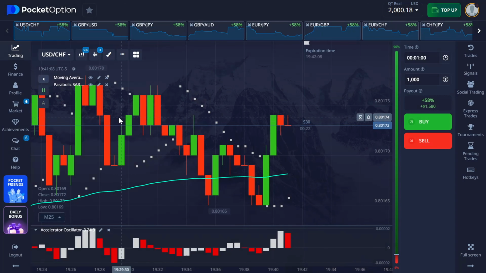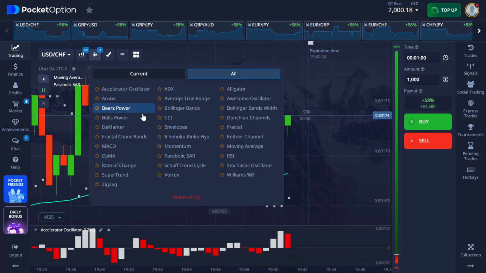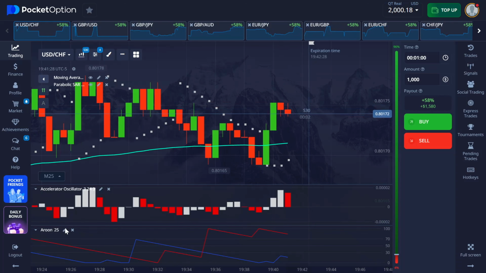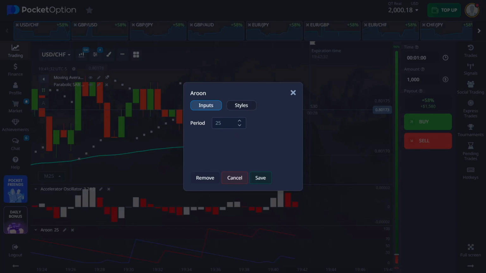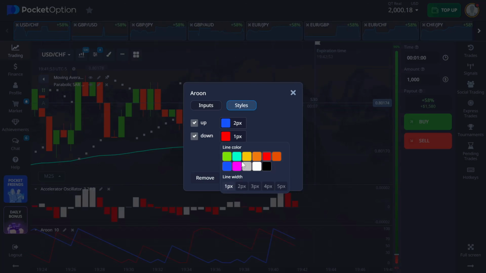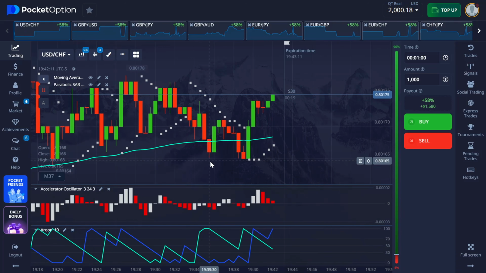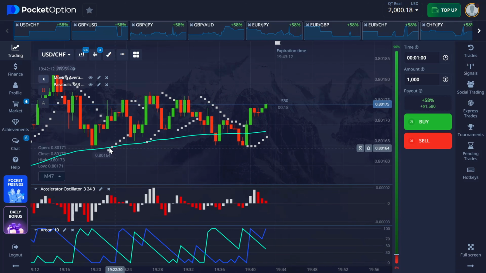For the fourth and final indicator, it's going to be the Aroon indicator right here. Beautiful. For the settings, it's going to be 10. I'm going to keep the top color the same. I'm going to change the bottom color. This is the settings for the indicator. Let's find some beautiful trades today.